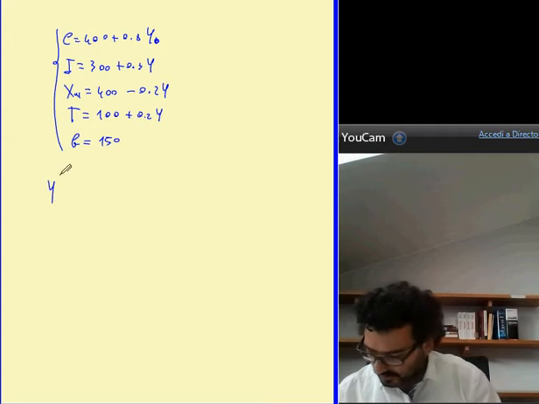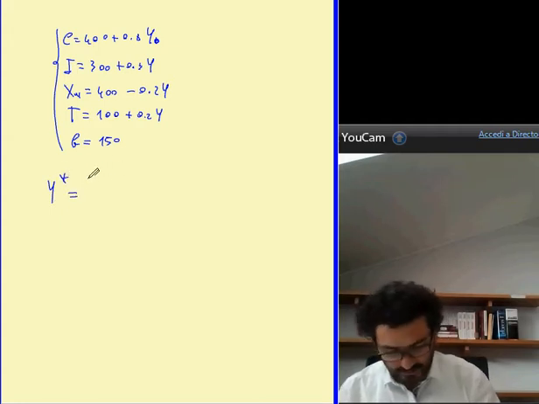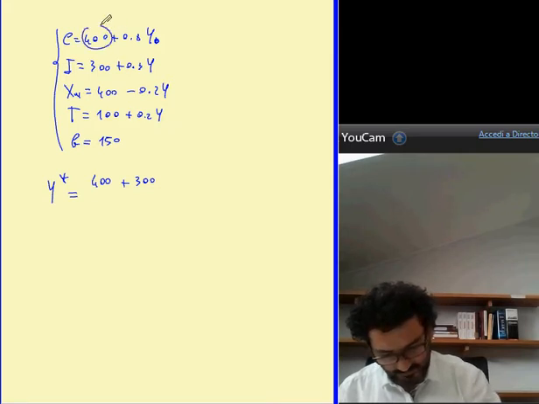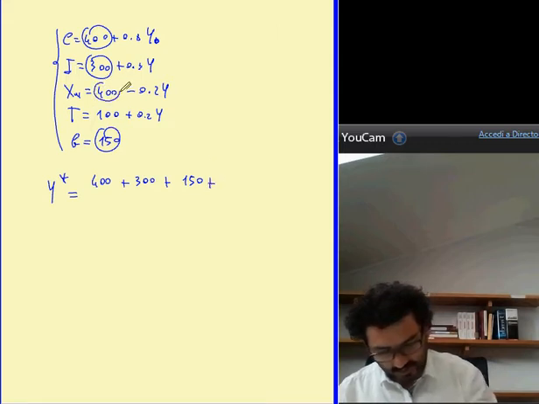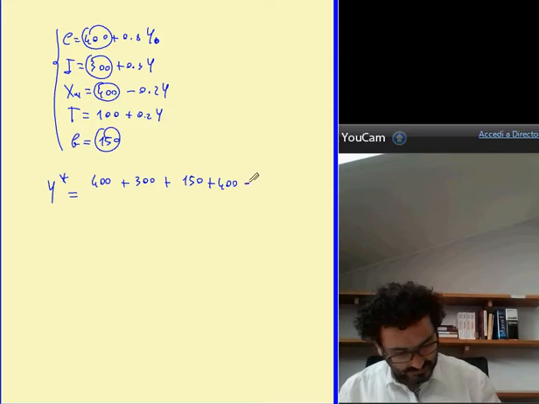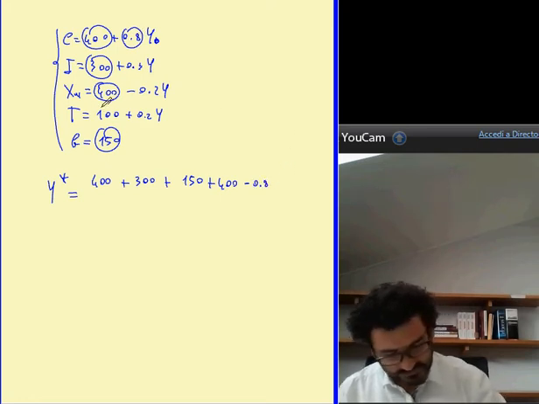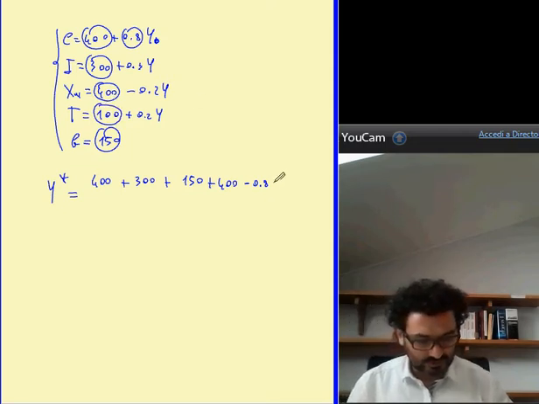Equilibrium GDP will be equal to, applying the equation we have seen before, C0 is 400 plus I0 is 300, plus the government expenditure is 150, plus the world GDP is 400, minus the propensity to consume is 0.8, which multiplies the T0, which is the part of taxes which does not depend on income, so is 100.